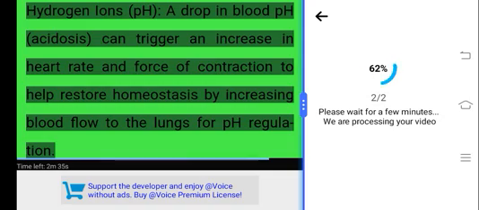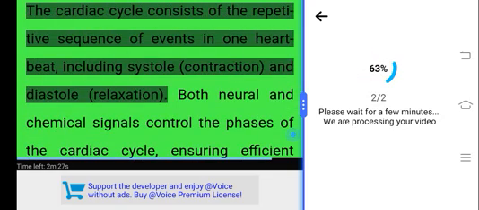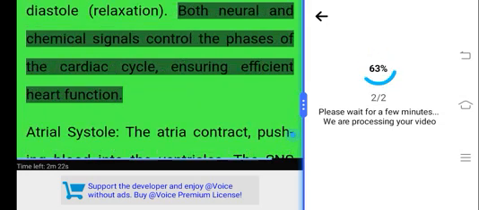Hydrogen ions, pH: a drop in blood pH, acidosis, can trigger an increase in heart rate and force of contraction to help restore homeostasis by increasing blood flow to the lungs for pH regulation. Cardiac cycle and neural chemical regulation. The cardiac cycle consists of the repetitive sequence of events in one heartbeat, including systolic contraction and diastolic relaxation. Both neural and chemical signals control the phases of the cardiac cycle, ensuring efficient heart function.